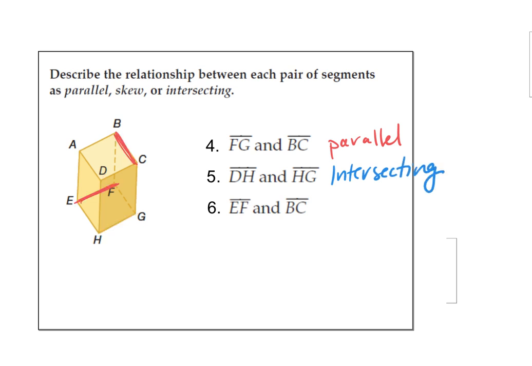Finally, we have EF and BC, and those segments are on different planes and they are not facing the same direction, so they are not parallel and they will not intersect. They are skew segments.